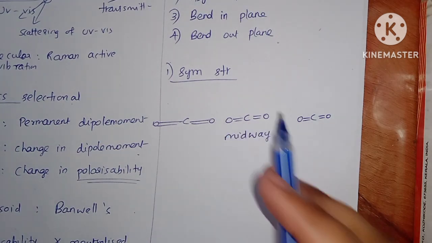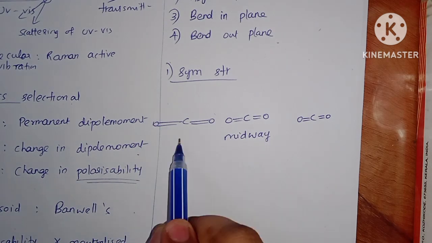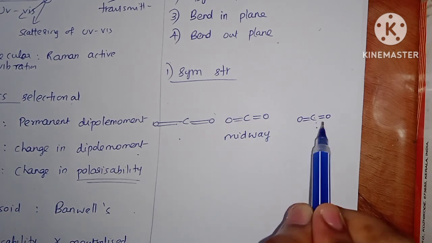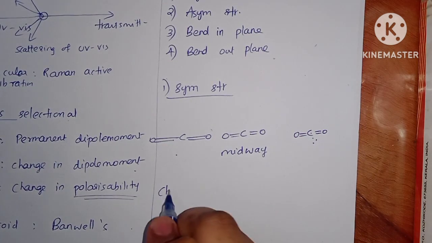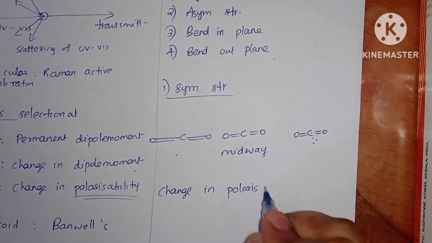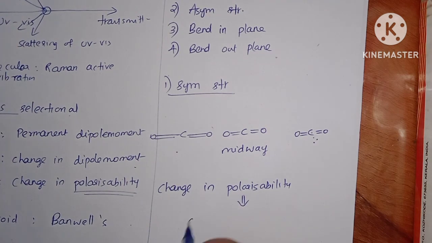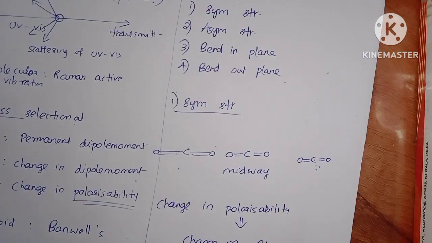So now we have to consider during this vibration, before it is in the stretched form, after it is in the compressed form. We are only considering these two extreme states to know whether there occurs a change in polarizability or not. We have already said that this change in polarizability happens if there is any change in bond length, bond angle, or in the direction of polarizability.